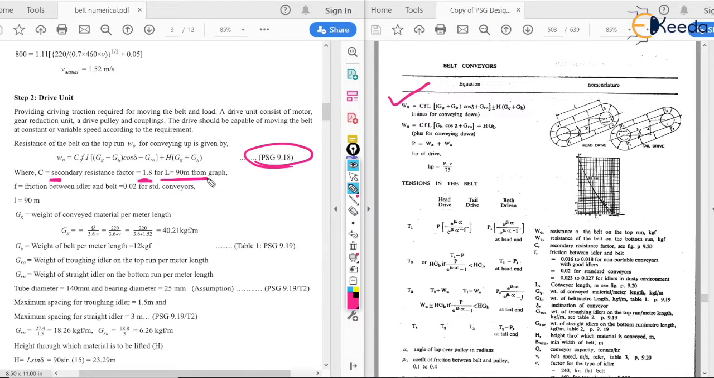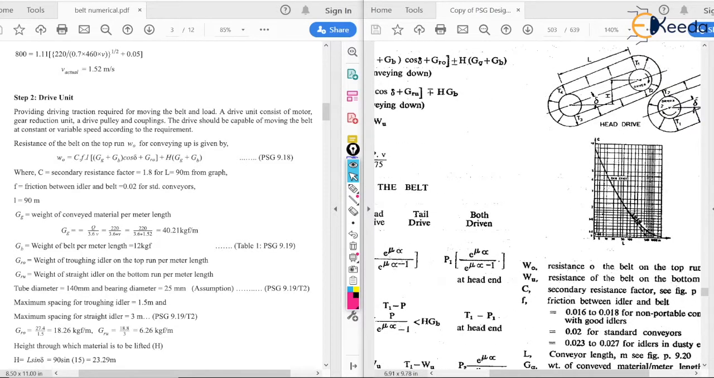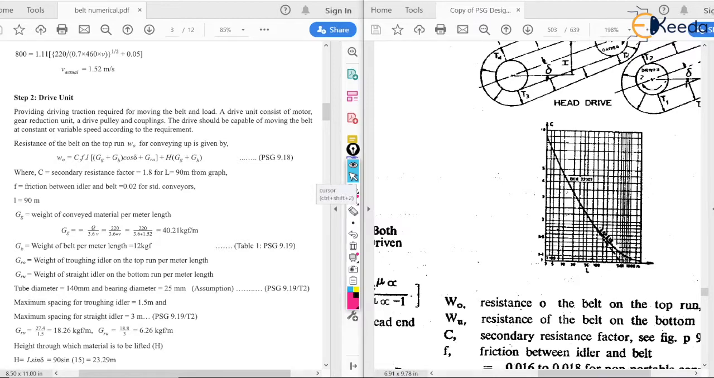Now there is one graph on PSG 9.18. So on this graph we have to check for 90 meter. Somewhere here we have 90 meter and the value is 1.8. The graph is not that clear, so there is one more graph, you can download it from the internet, and from that you can calculate it. So from this graph, for L equal to 90 meter, the value we have taken is 1.8, which is somewhere here.